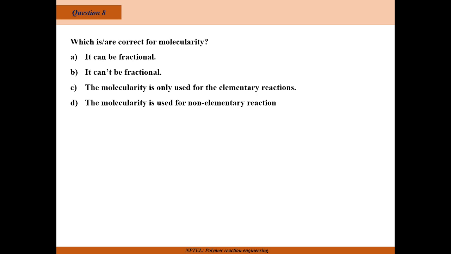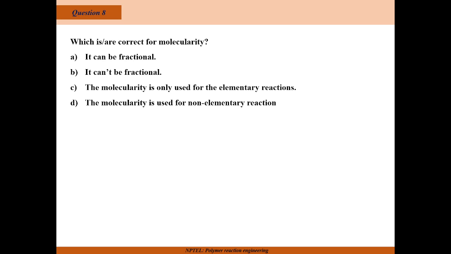So I hope you have understood what is meant by molecularity. Molecularity basically means the number of reactants participating in the reaction. So that is molecularity. Now just think about the answer. I hope you will be able to give some answer.